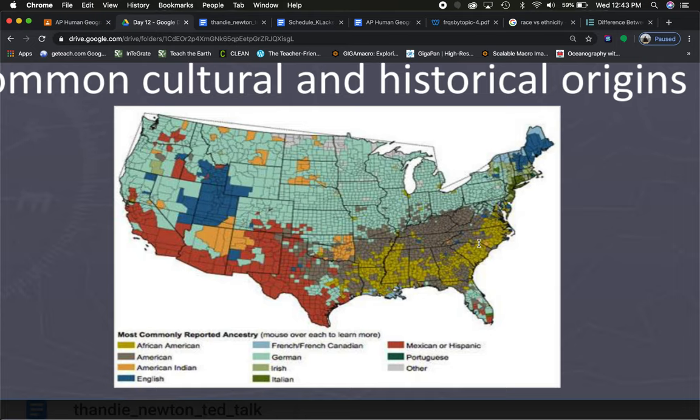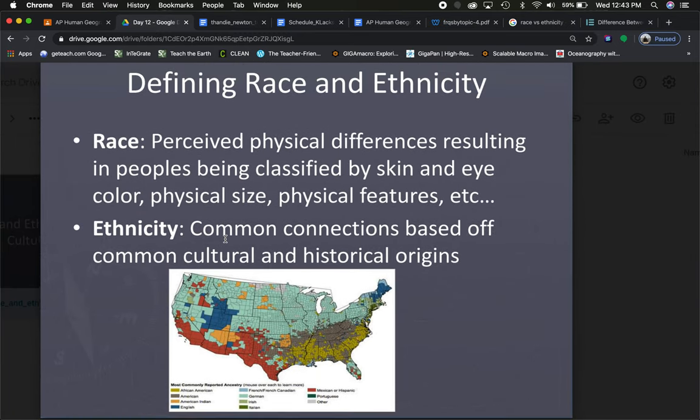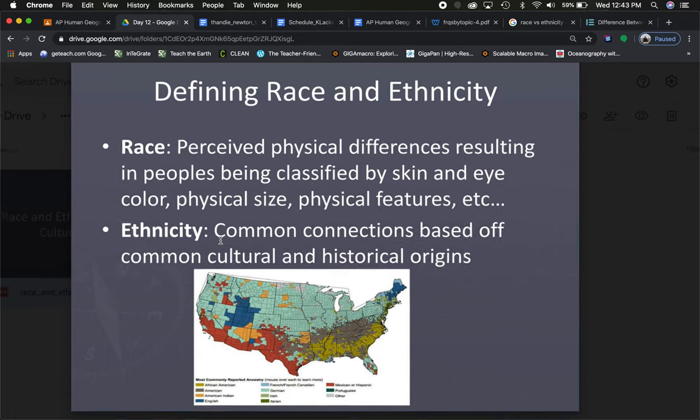Versus diffusion. What do we have here in the middle? A lot of what we like to call American. That's interesting. We have French and French Canadian. We have some German, some Italian, some English. The first colonists were from England, and they settled in Plymouth. We also have some Mexican or Hispanics, but then there's also Portuguese, American Indian. So this is outlining the different races in the United States. Defining race and ethnicity. Nice.